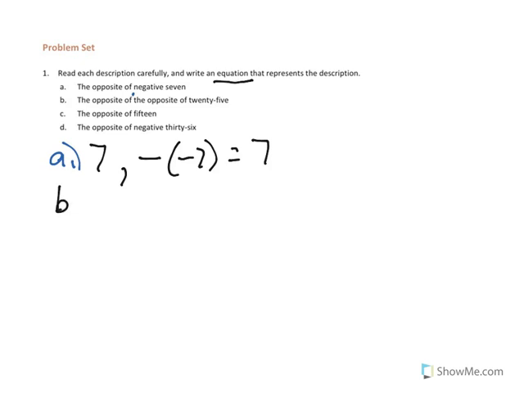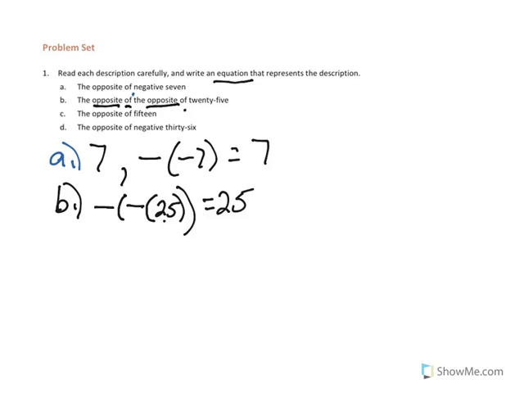So for B, the equation would be the opposite of the opposite. So the opposite of the opposite of, every time you say of, you put a parentheses, 25. Then you've got to close these other parentheses here. And that's going to equal, and it doesn't matter how, as long as you get this written down, you know it's going to be the original number, which was 25.